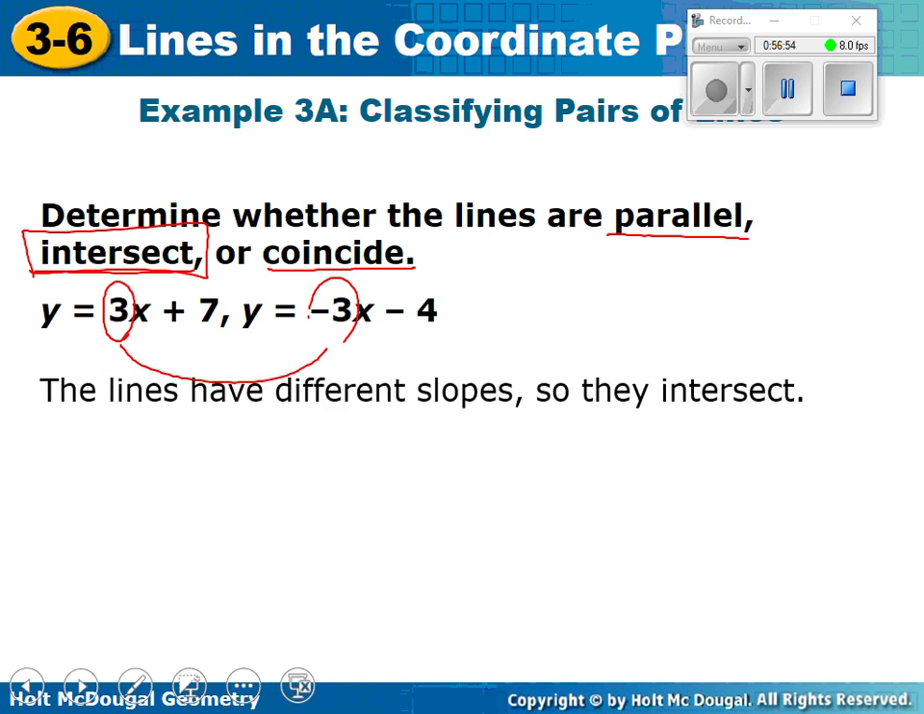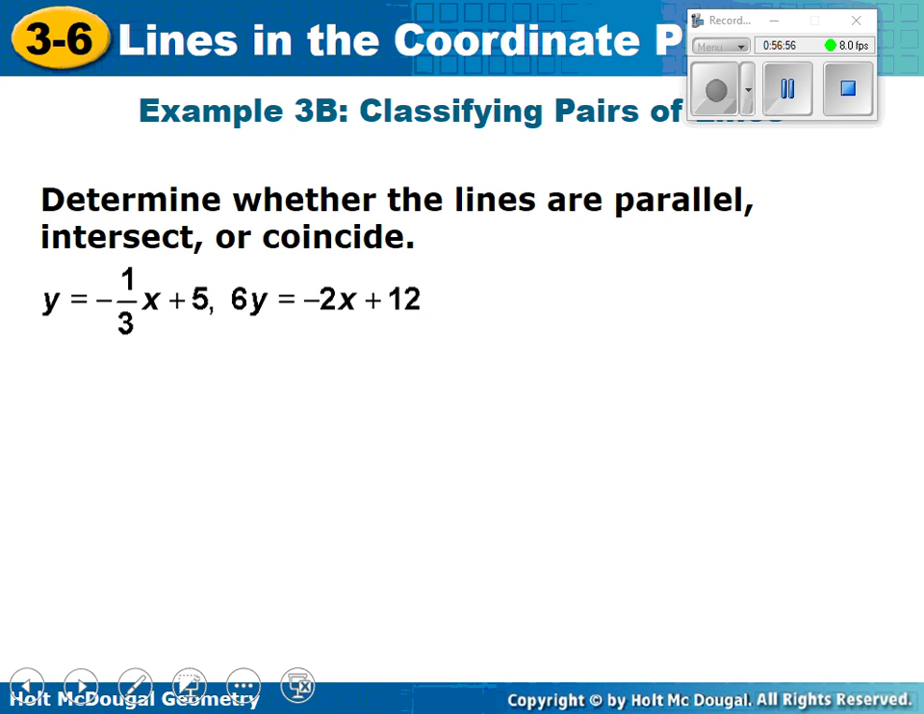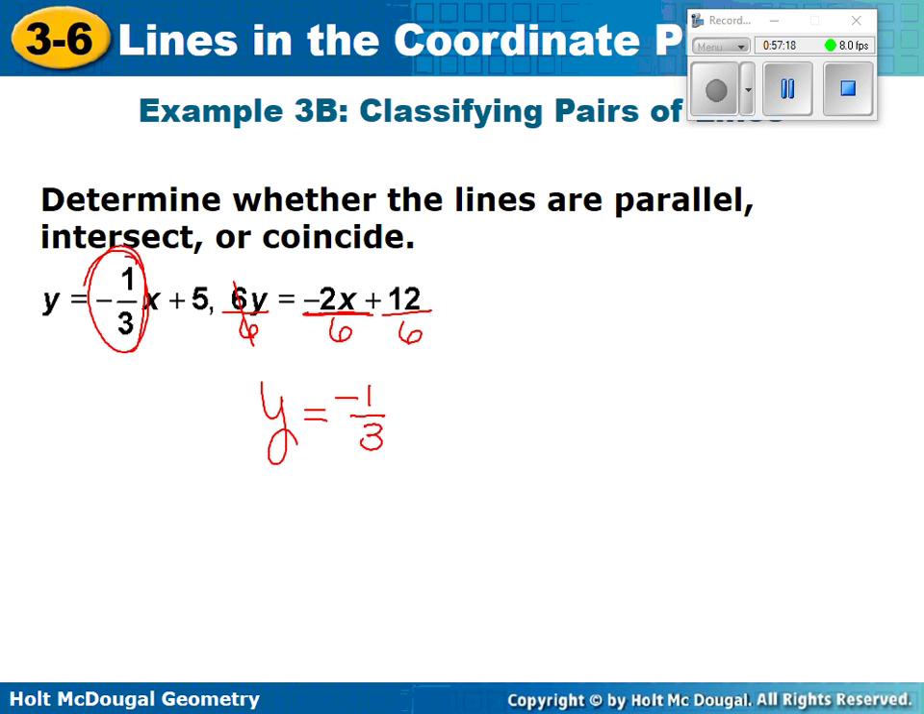Okay. Next equation. When we look here, this one has a slope of what? But this one is not in slope-intercept form. So first we have to divide every single term by 6. Do not pick and choose. Make sure you do every one of them. So that gives us y equals negative 1/3 x plus what? 2. So now look at them. Do they have the same slope? Do they have the same y-intercept? So that means these are?